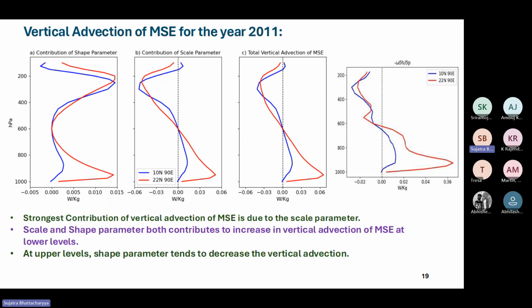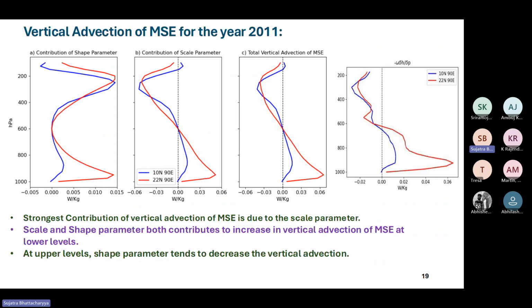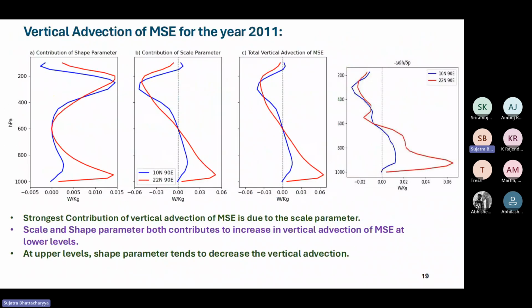And if you look at that, what is the contribution from the shape parameter and the scale parameter, you will see that mostly it is following the B contribution, this part is following this. And the A parameter, like the first term, is somewhat lesser. The contribution is less. But what it is doing is that it is increasing the vertical advection of the moist static energy here in the lower troposphere, but it is trying to oppose in the upper troposphere. It is trying to oppose with a lower value as compared to this. So it is trying to reduce this region.